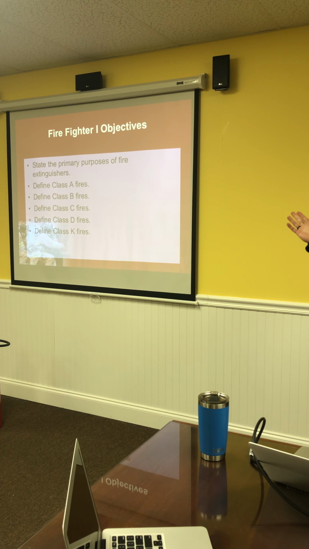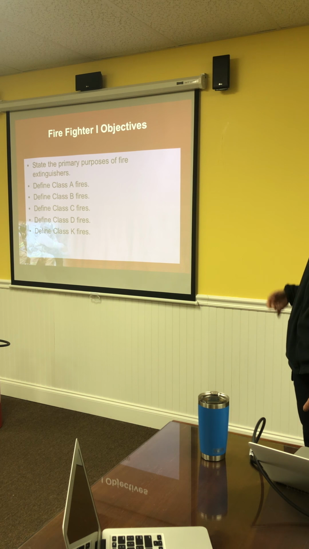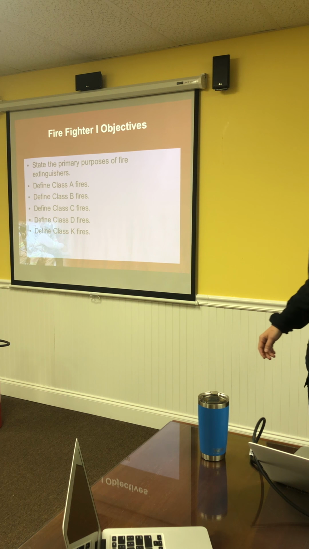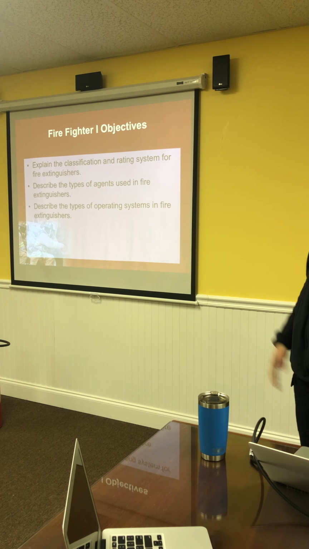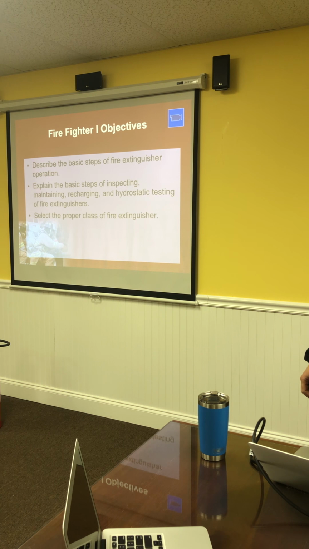We're going to define Class A, B, C, D, and K fires. We're going to explain the classification and rating system for the fire extinguishers. Describe the type of agents used in fire extinguishers and the type of operating systems in the fire extinguishers. We're going to describe the basic steps of fire extinguishing operations.